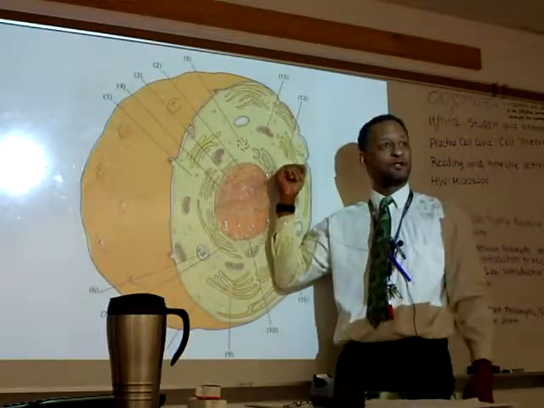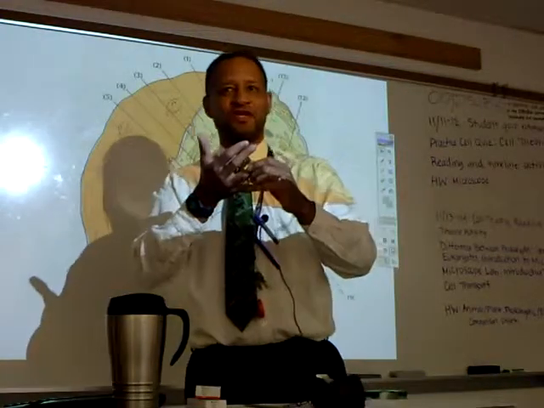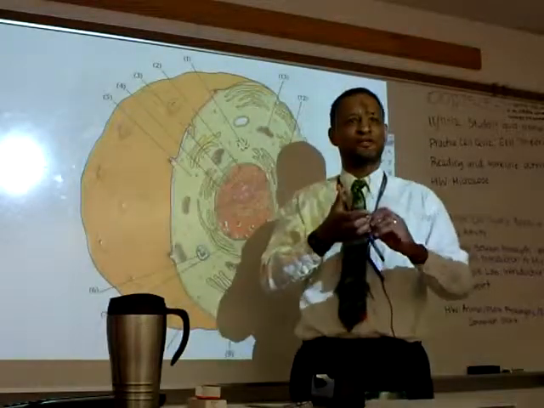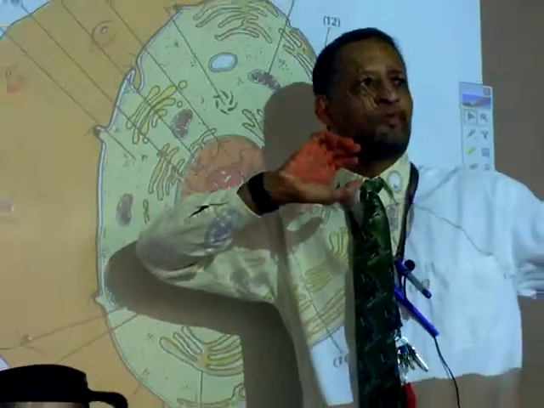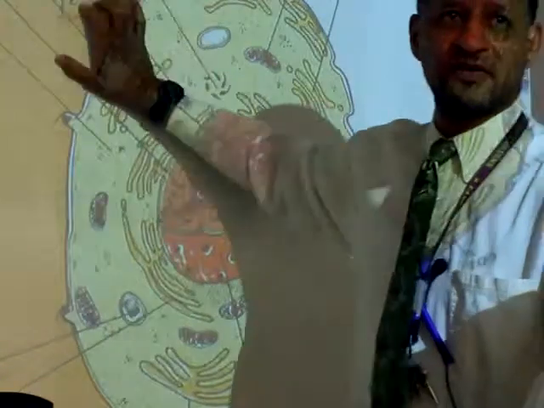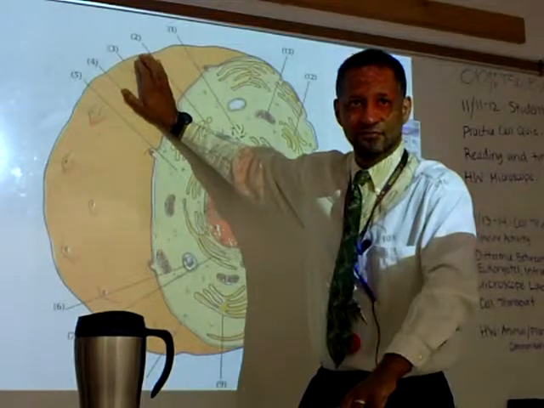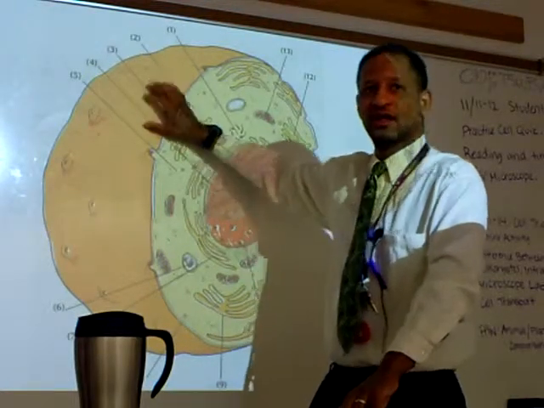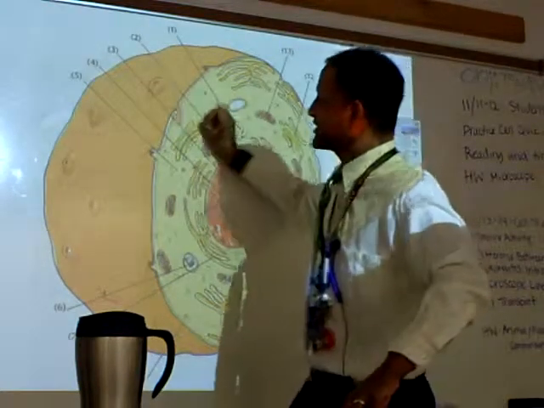Well, what's going to happen next? We've talked about production, modification and transportation. Now we've got to do transportation outside the cell, right? So this little vesicle is going to do a process. What's it called when something leaves the cell in a vesicle? We're saying secretion, but is it endo or exocytosis? Exocytosis.